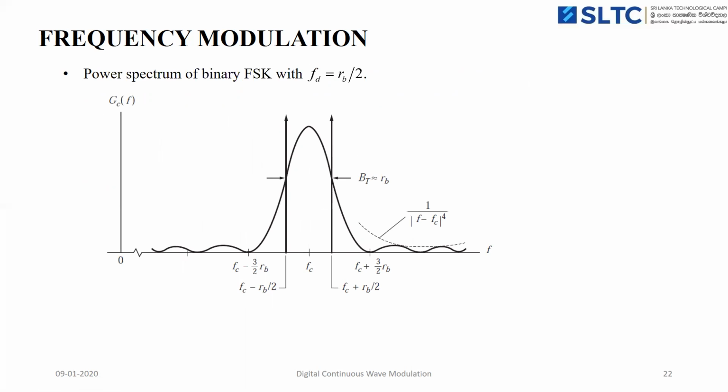So this waveform shows the power spectrum for the binary FSK modulation, and the frequency shift fd equals Rb by 2, half of the bit rate. You can see here the bandwidth for the binary FSK modulation ranges from fc minus Rb by 2 to fc plus Rb by 2. If you take the difference, it will be equal to Rb, the bandwidth equal to the bit rate. And the power is inversely proportional to f, which is fc to the power 4.